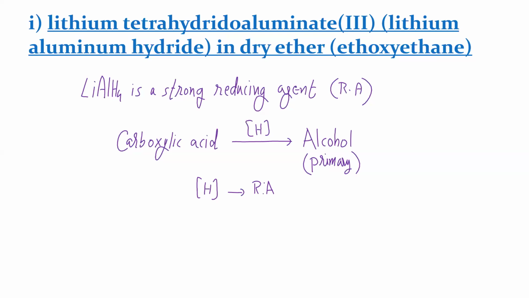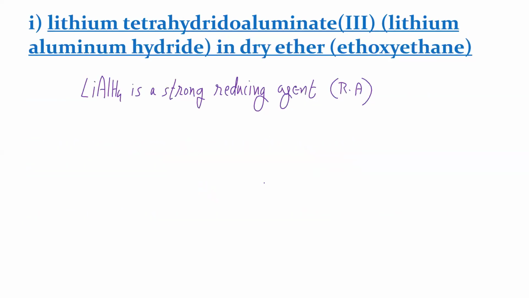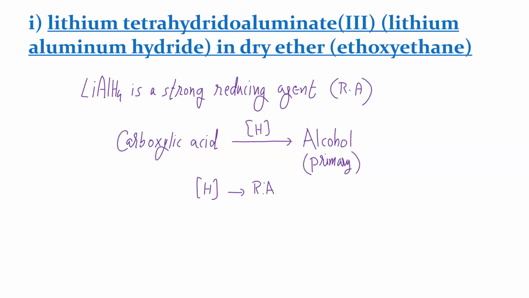LiAlH4 is a strong reducing agent. We are discussing the important reactions. These are my list of reactions. In this, an aldehyde doesn't form because as soon as an aldehyde forms, it instantly becomes an alcohol, right? This is a good question. Normally, Edexcel is not interested in aldehyde in the reverse route.